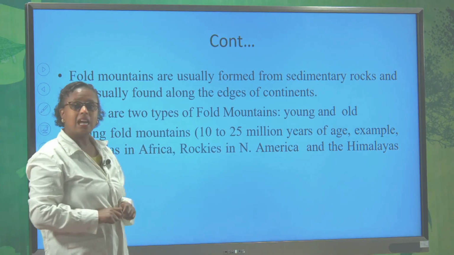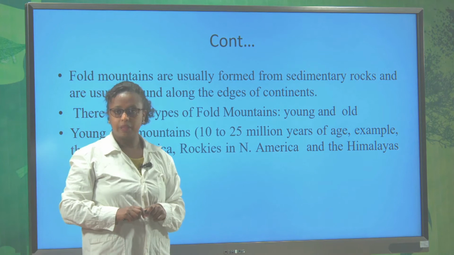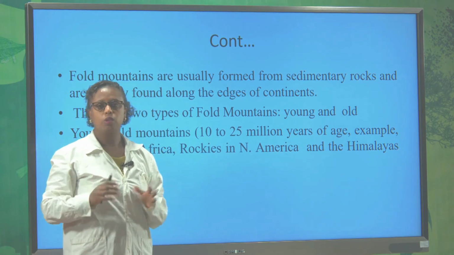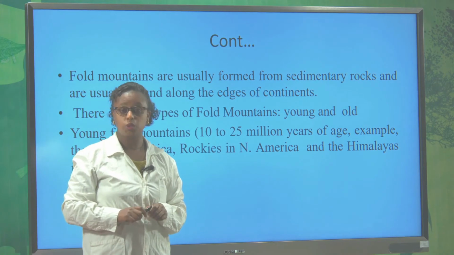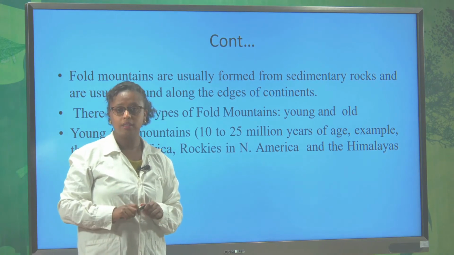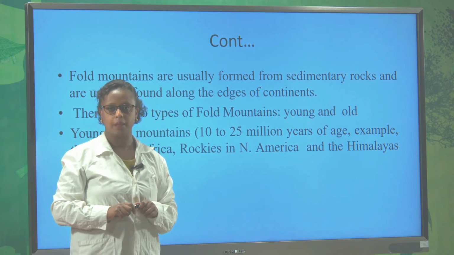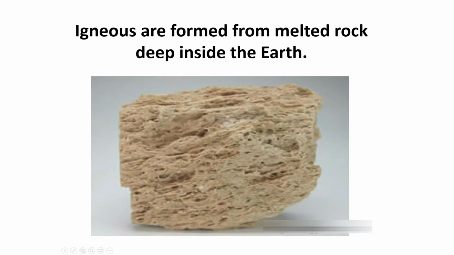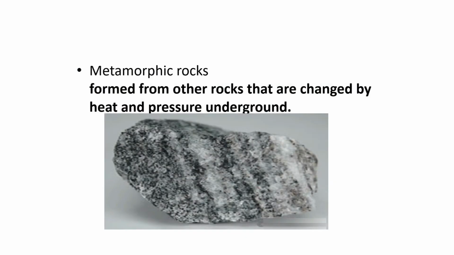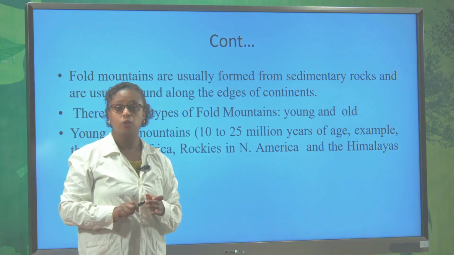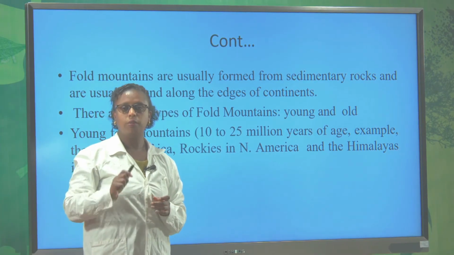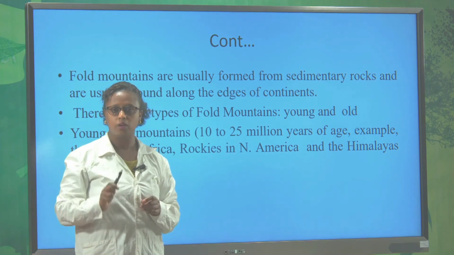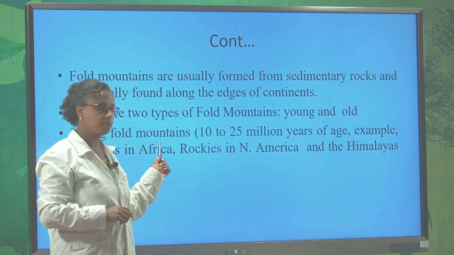Fold mountains are usually formed from sedimentary rocks, and most of the time they are found at the edge of the continent. Students, I think you have learned about the different rock types. Igneous rock, sedimentary rock, and metamorphic rock are the major rock types. From these three types of rock, fold mountains are formed from sedimentary rock.